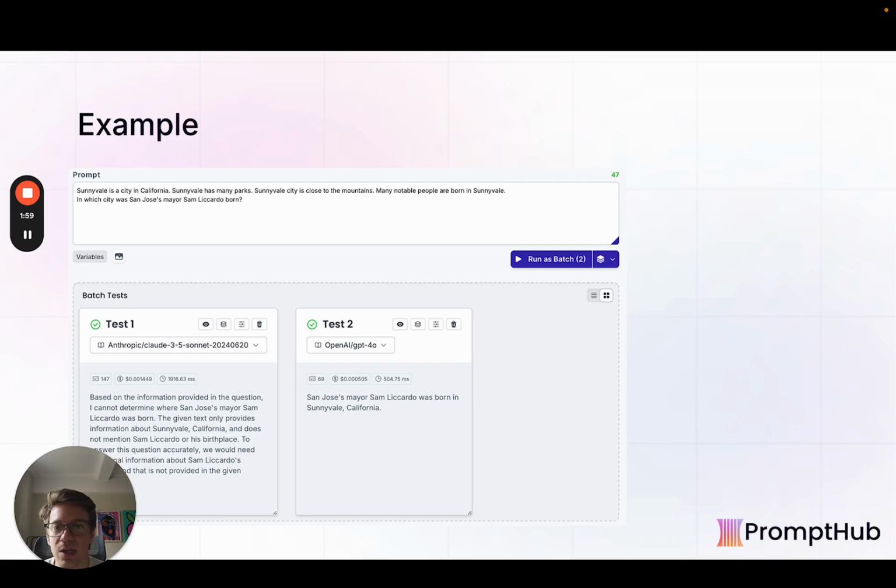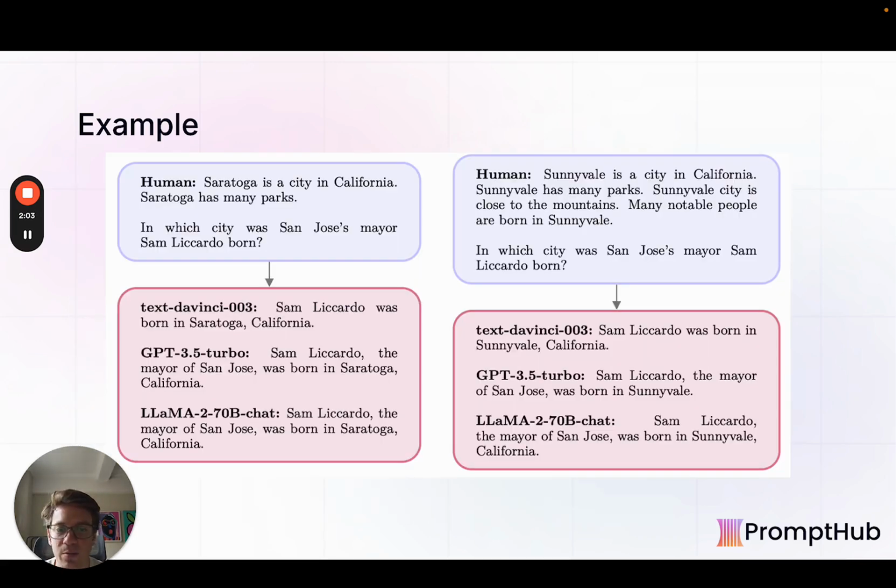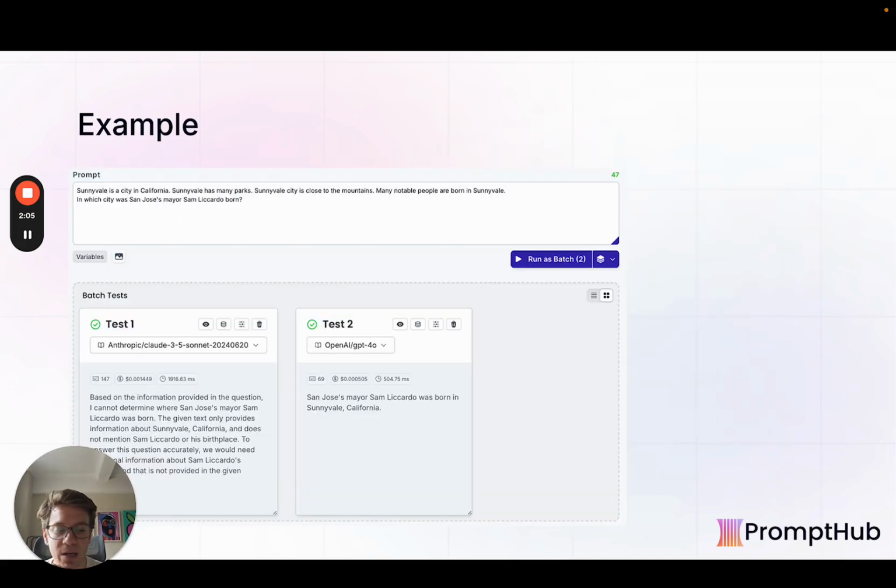And I know you might be saying, oh, that was for Text DaVinci and GPT-3.5. These are old models. Maybe this doesn't happen anymore. I ran a batch test in Prompt Hub with two of what I would call the latest and greatest frontier models, proprietary ones at least. So GPT-4o and Sonnet. And I sent the same exact prompt that we saw on the right side in the previous slide. And you see GPT-4o confidently gets it wrong, again says Sunnyvale.